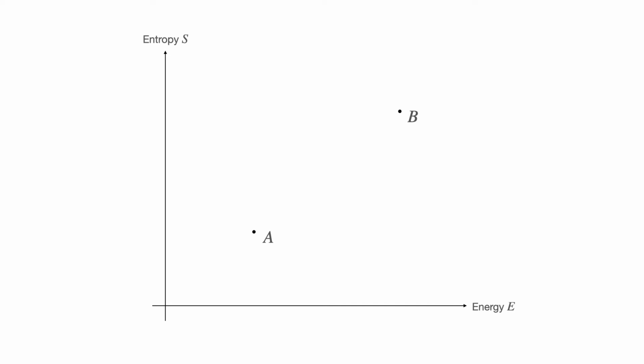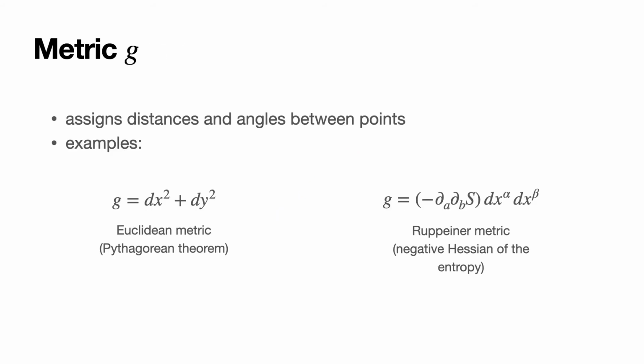In thermodynamics, we also like to plot things. Points here correspond to thermodynamic states, but do we have a notion of distance here? The metric is the mathematical object that assigns a measure of distance between 2 points. In flat 2D, we have the Euclidean metric, or the Pythagorean theorem. Here in our study, we use the Ruppeiner metric.